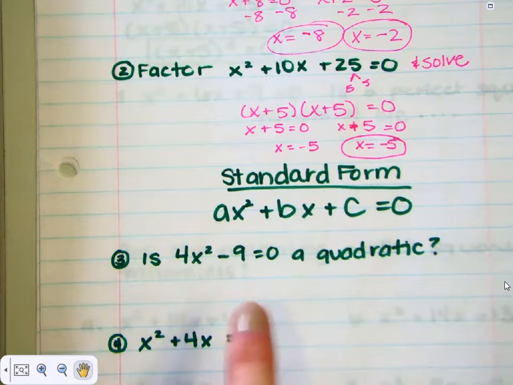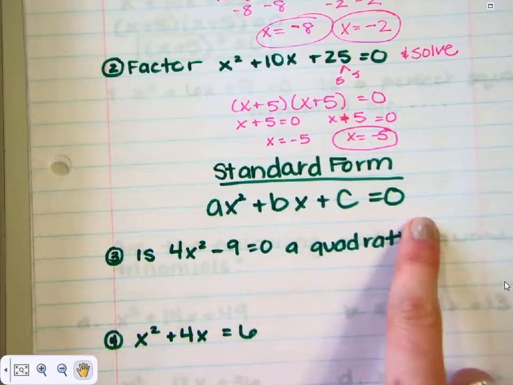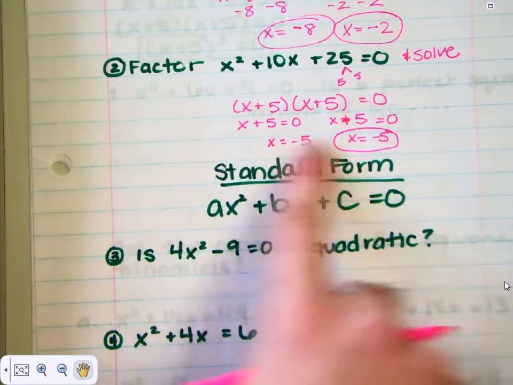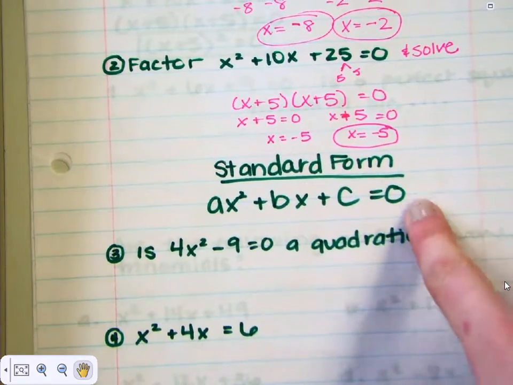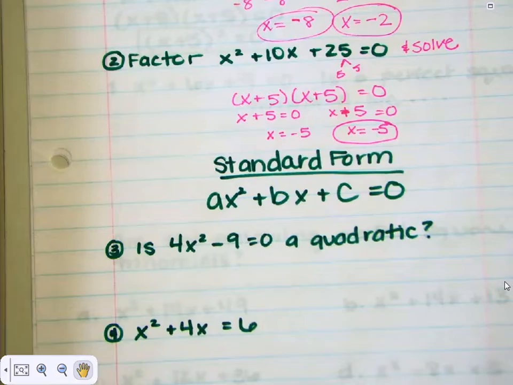So if you remember, the standard form of a quadratic equation is ax squared plus bx plus c equals 0. So this is what a quadratic equation should look like in standard form. Sometimes a c will start over here and you've got to move it over here to get the equation equal to 0. But it should always be set equal to 0.